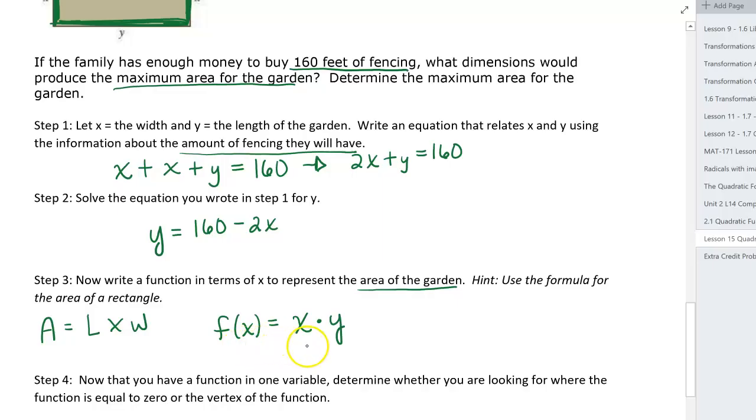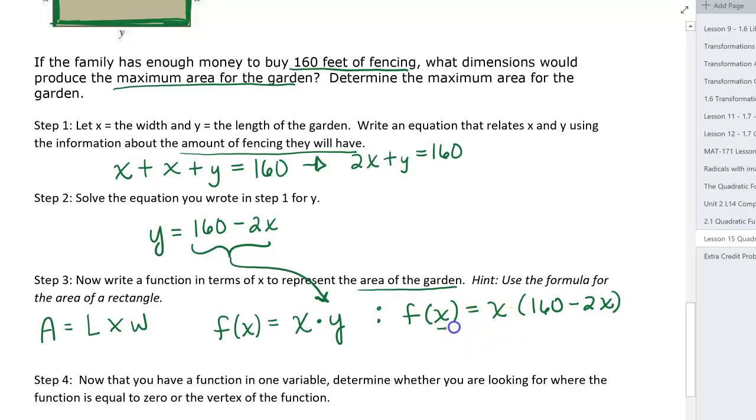But if this is a function of simply x, we need to replace y with an expression that includes the variable x, which we have up here. So what I'm going to do is take this expression and put it in place of y. So that's going to give me f of x is equal to x times 160 minus 2x. So now I have a function that is in fact in terms of x.